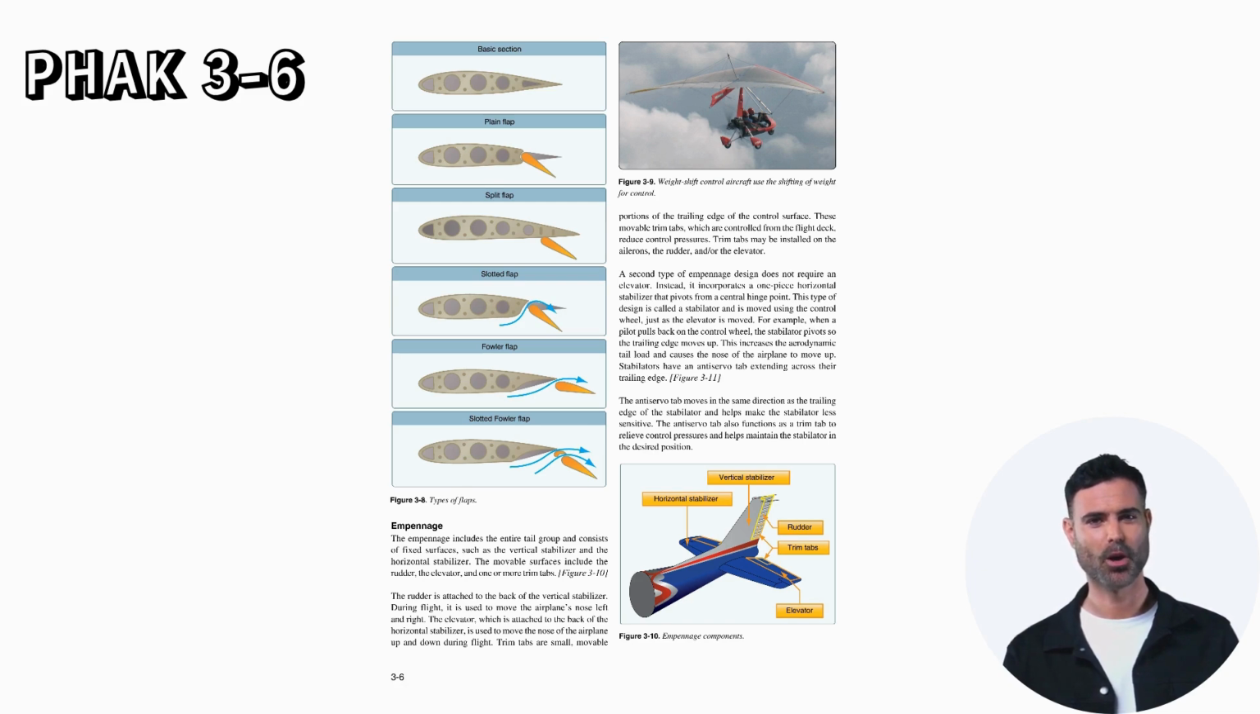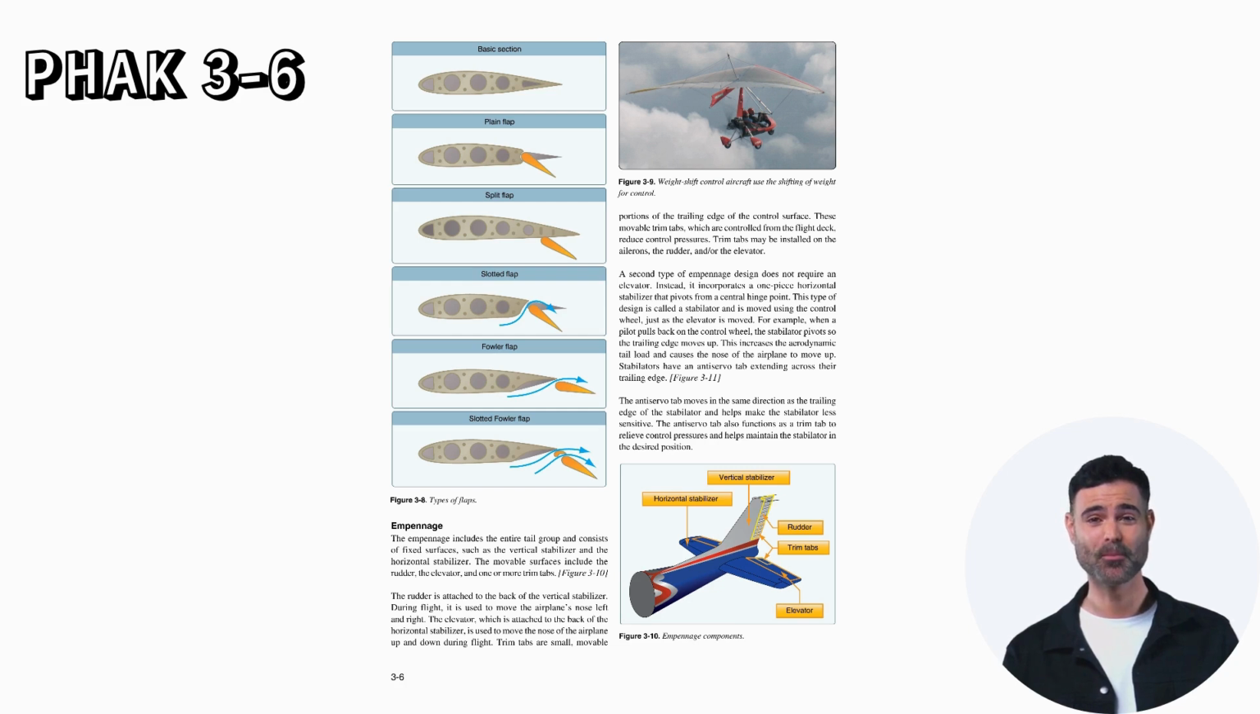Trim tabs are small, movable portions of the trailing edge of the control surface. These movable trim tabs, which are controlled from the flight deck, reduce control pressures. Trim tabs may be installed on the ailerons, the rudder, and/or the elevator. A second type of empennage design does not require an elevator. Instead, it incorporates a one-piece horizontal stabilizer that pivots from a central hinge point. This type of design is called a stabilator and is moved using the control wheel, just as the elevator is moved.